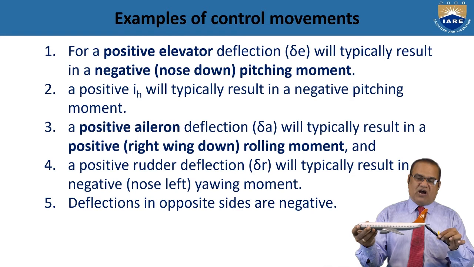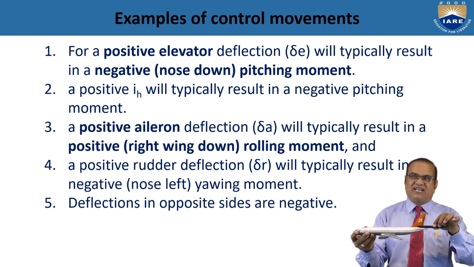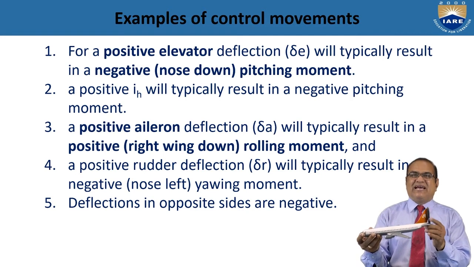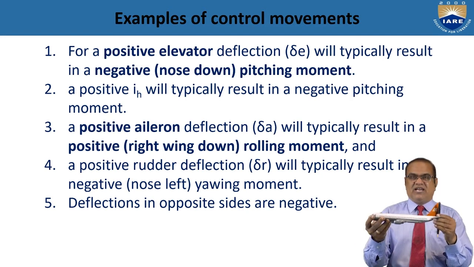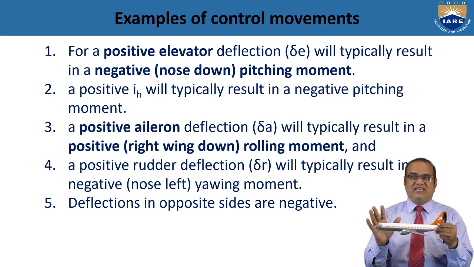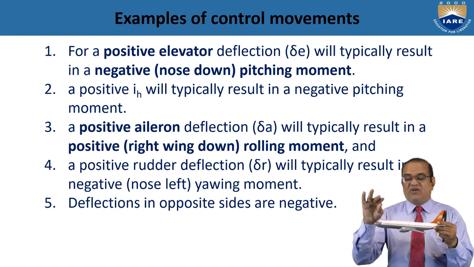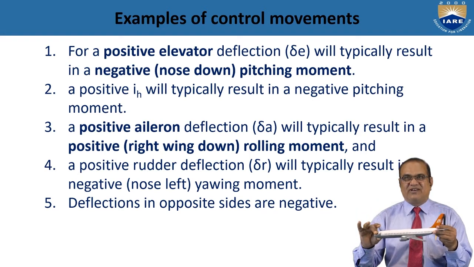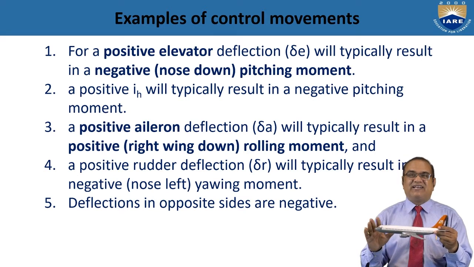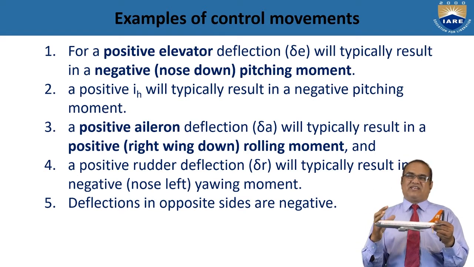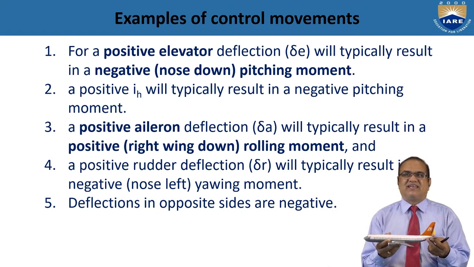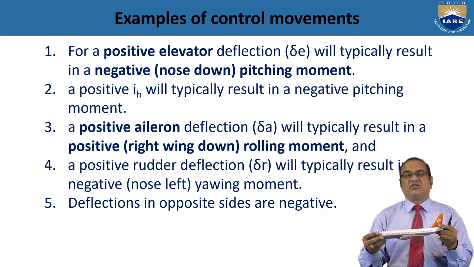If it is going down, the lift of the horizontal tail will be up more. More lift will be generated, and this more lift will try to make the nose down. So the positive elevator deflection will make a nose down pitching moment. Okay, so you have to understand that positive elevator deflection will make nose down. A positive IH will also make nose down.